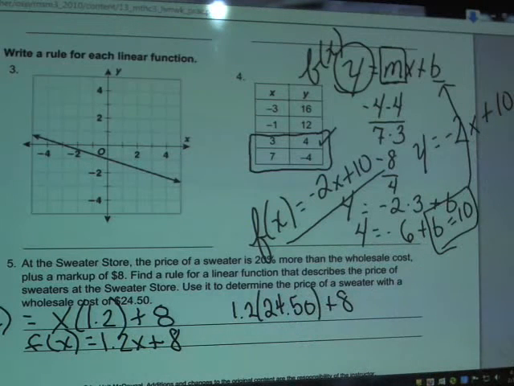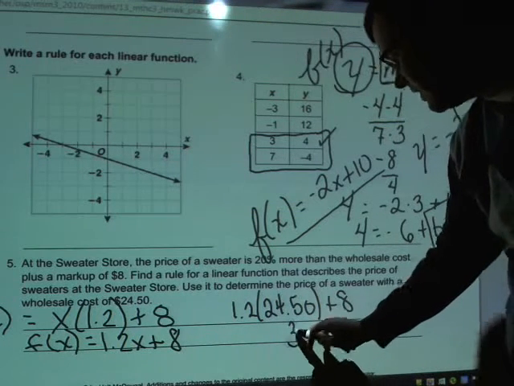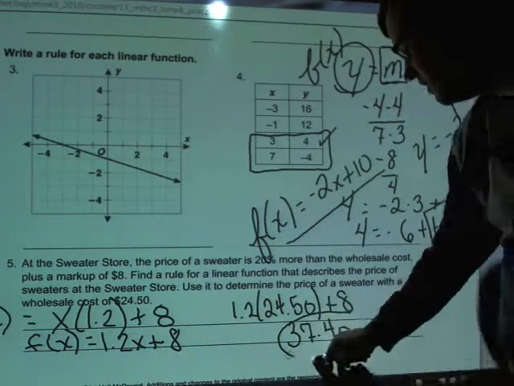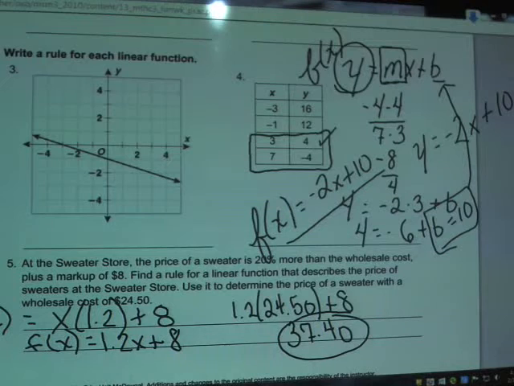Well, when I do 1.2 times $24.50, the result is $29.40, and when I add on the $8, $37.40. So that sweater that's $24.50 wholesale is going to end up costing me $37.40 at retail.